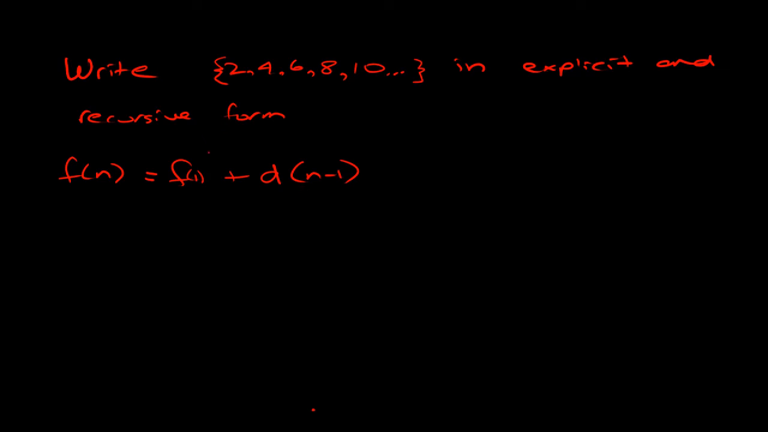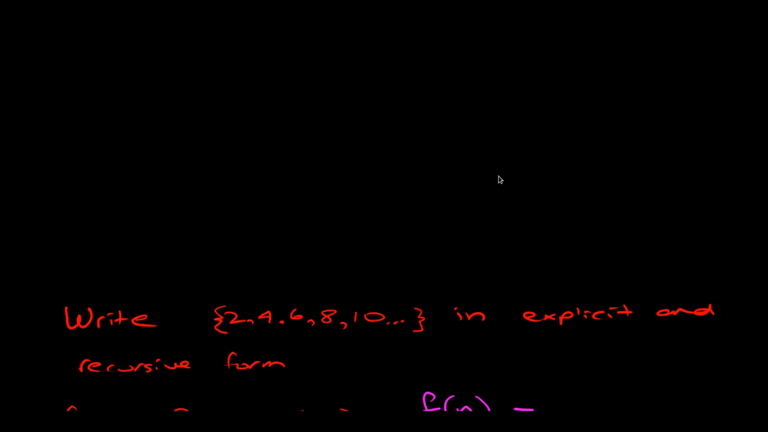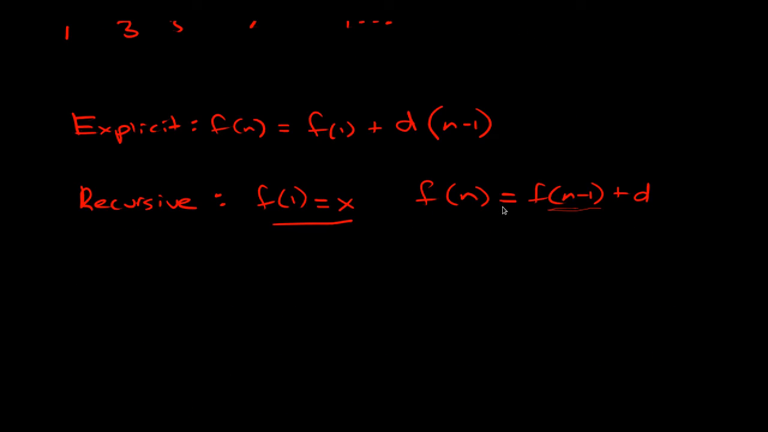Alright, so what's the first term? Well, we can see it's 2. So f of n is equal to 2 plus, the common difference is also 2, times n minus 1. Cool, this is the explicit rule. Now let's do the recursive rule. F of n is equal to, let's remind ourselves what that is, f of n minus 1 plus d.